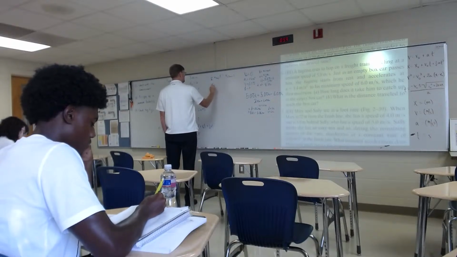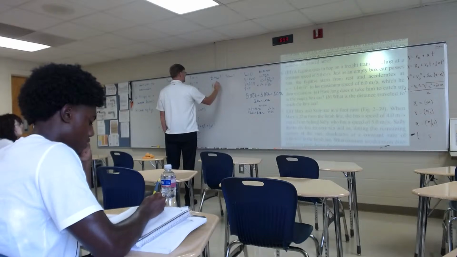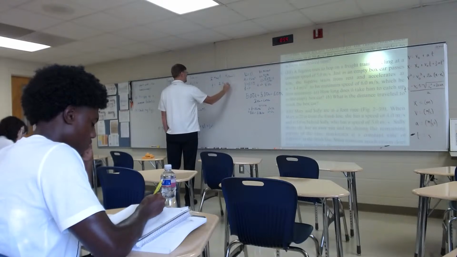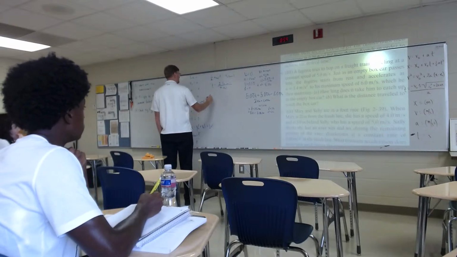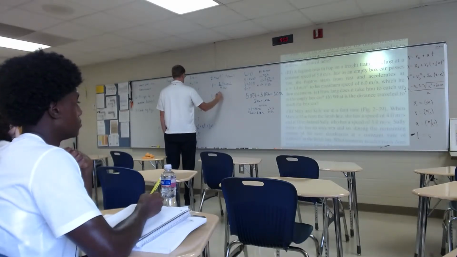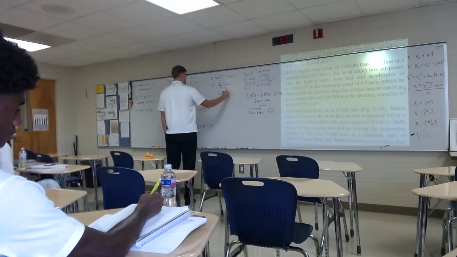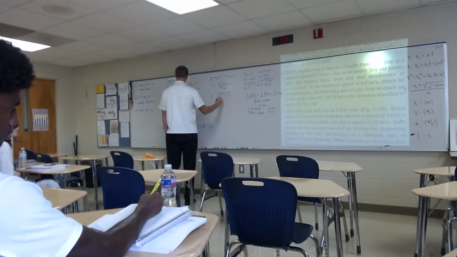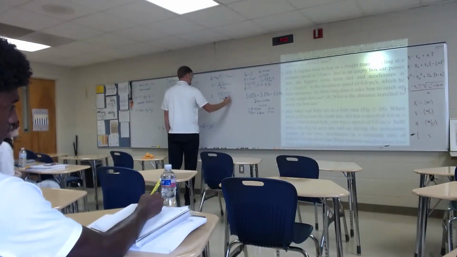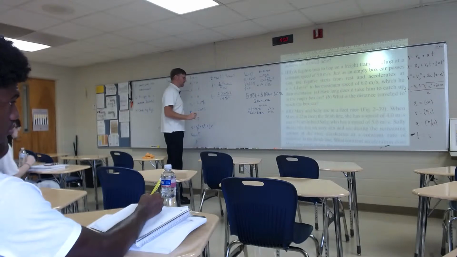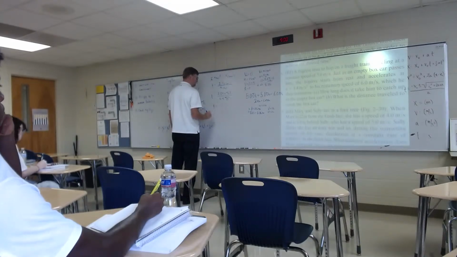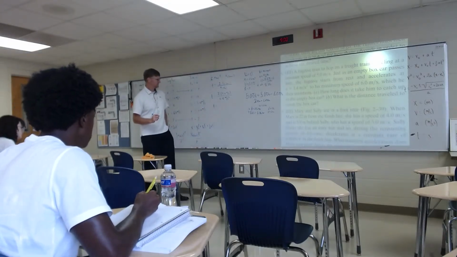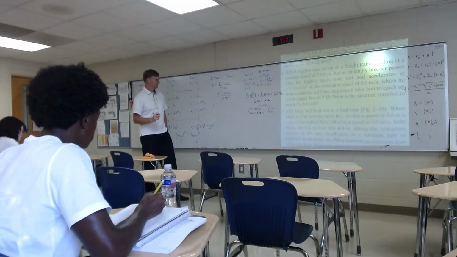So the time is 2 times the initial velocity of the train divided by the acceleration of the fugitive. That's 2 times 5 meters per second over 1.4 meters per second squared. I hope that's 13. 10 divided by 1.4. It's 7.14.